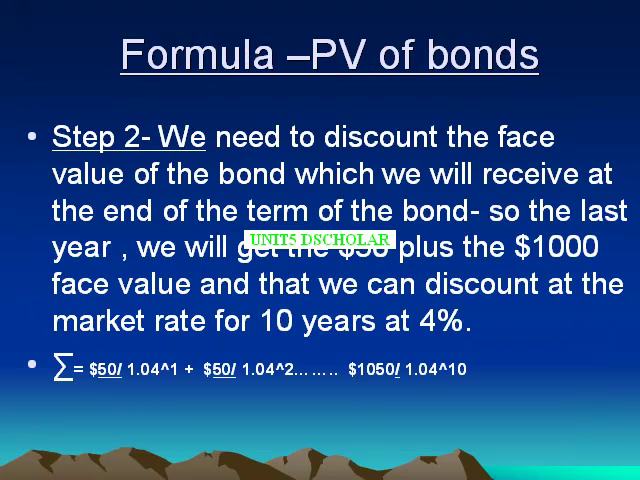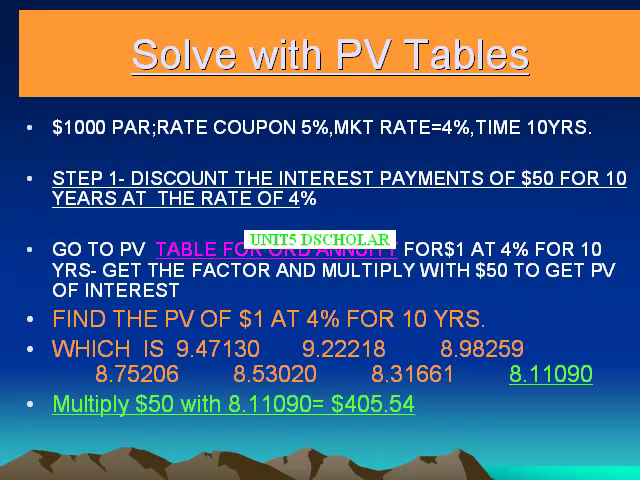Okay. So we can use the present value tables to solve this. Step 1, go to the table for an ordinary annuity for $1 at the rate of 4% for 10 years. Get that factor and multiply it with $50 to get the present value of just the interest payments.